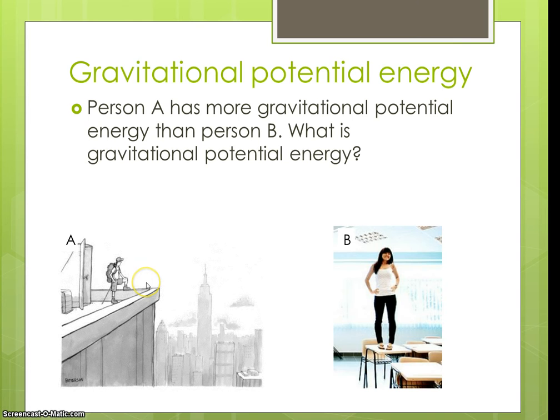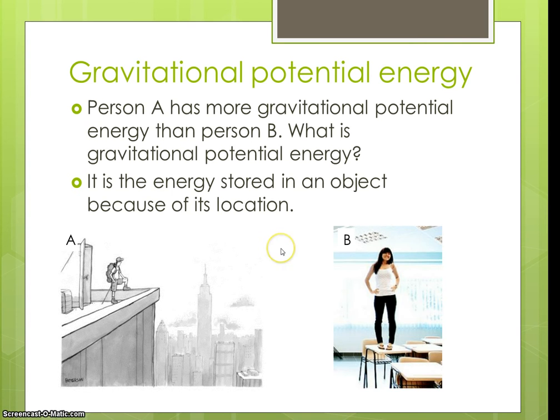Person A has more gravitational potential energy than person B. What is gravitational potential energy? It is energy stored in an object because of its location. Notice we use the word stored because of the word potential.